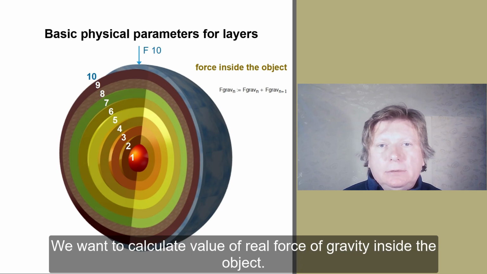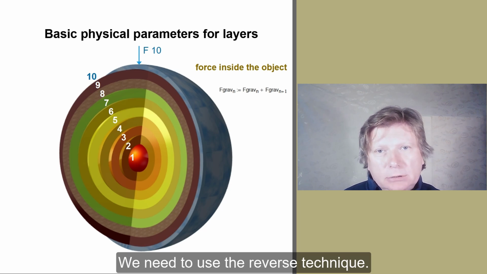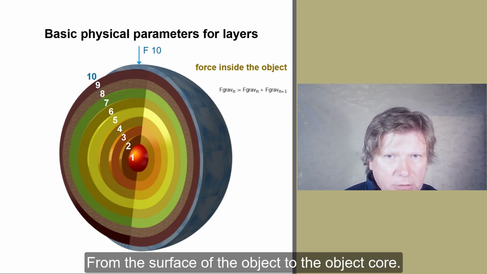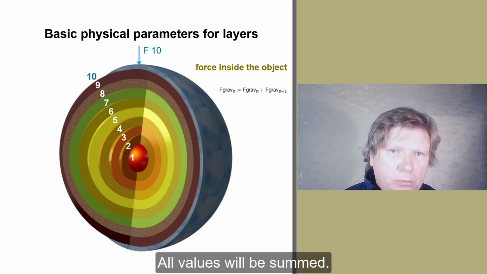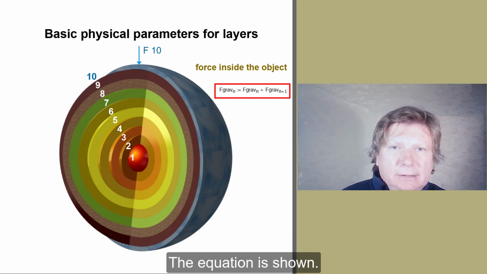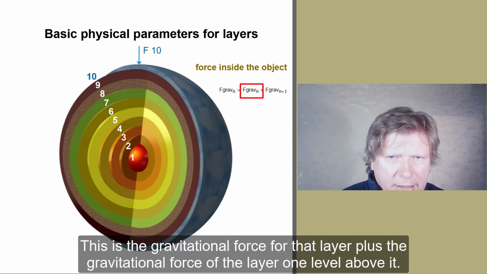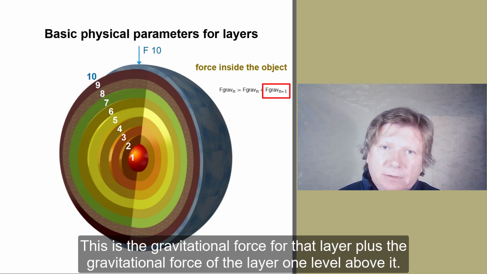We want to calculate the value of the real force of gravity inside the object. We need to use the reverse technique from the surface of the object to the object core. All values will be summed. The equation is shown. The gravitational force for layer n is the gravitational force for that layer plus the gravitational force of the layer of one level above it.